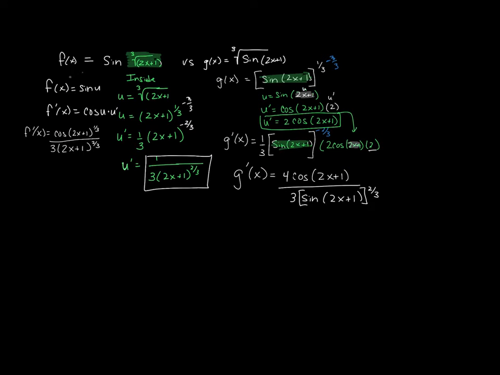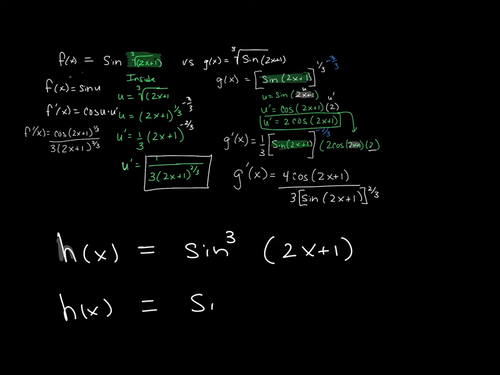And the last one that I want to do with this is if I have h of x equal to the sine to the 3rd of 2x plus 1. First thing you do with h of x is rewrite that, meaning that is the sine of 2x plus 1, and that's going to follow the same pattern that we had up here, because all of that is now being raised to the 3rd power.